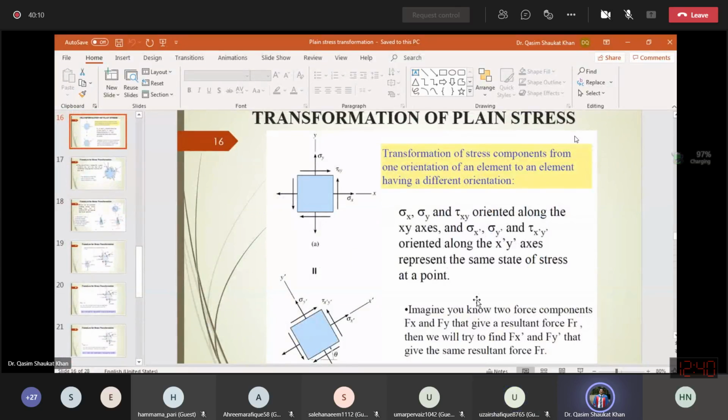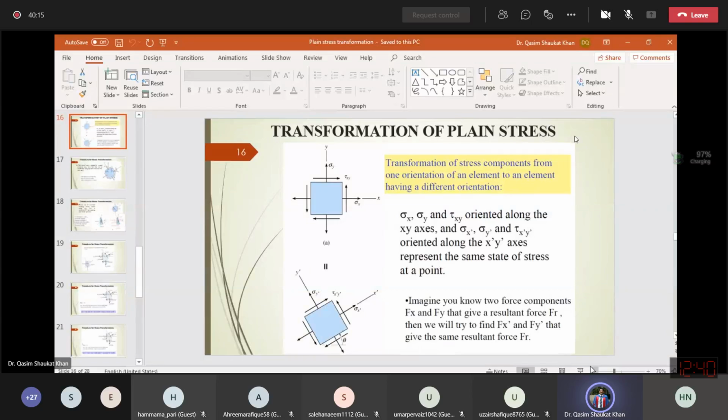Then comes this one. I can briefly explain what we are going to do, but we will do the derivation in our class, because we have to derive the equations for the computation of the normal stresses sigma x dash, sigma y dash and tau x dash y dash. Now you see this is your element, with regular x and y axes. This is sigma x, this is sigma y, this is tau xy, and this is your rotated element.